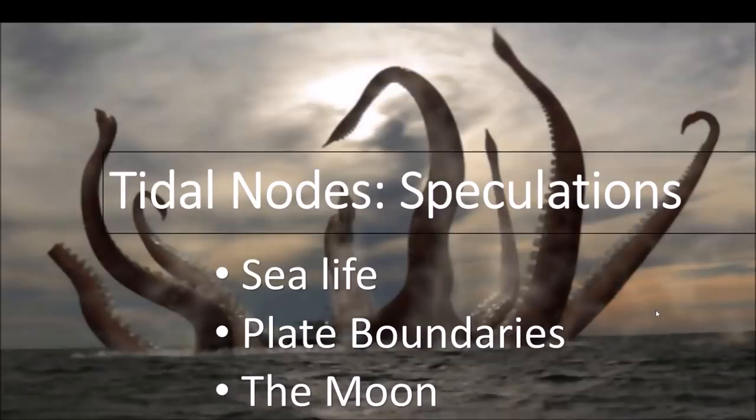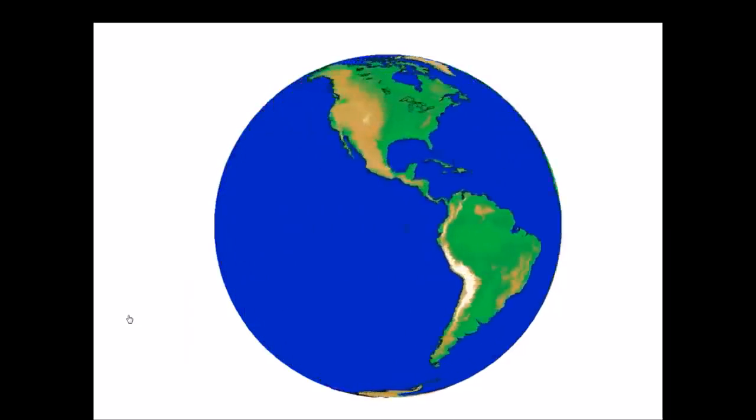Or plate boundaries. It could just be where tectonic plates collide and move against each other. The same thing that seems to cause volcanoes and earthquakes could also be causing the tides. And the third speculation is not my speculation, but it's the one everybody accepts, and that's that the moon is causing the tides.